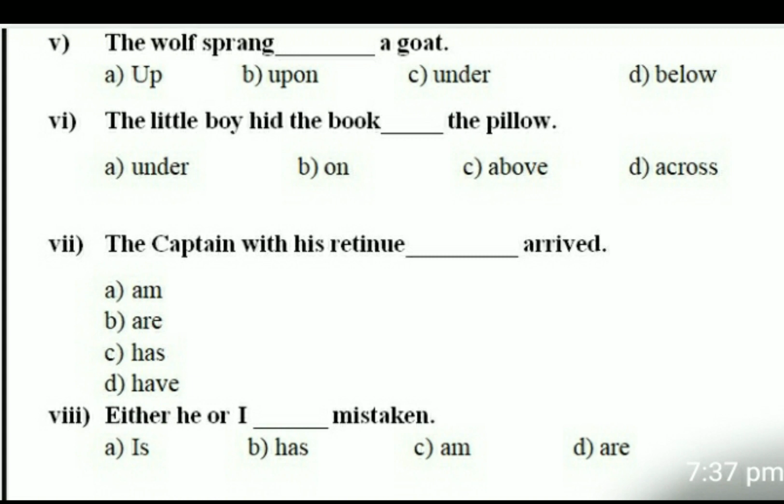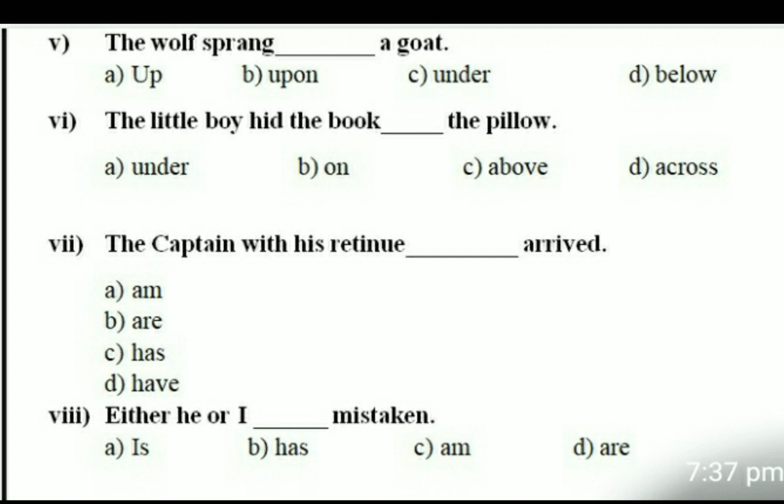Then moving on to sentence number 7. The captain and his retinue dash arrived. The options here are am, are, has, and have. And the correct verb would be has. So the sentence would be, the captain with his retinue has arrived.